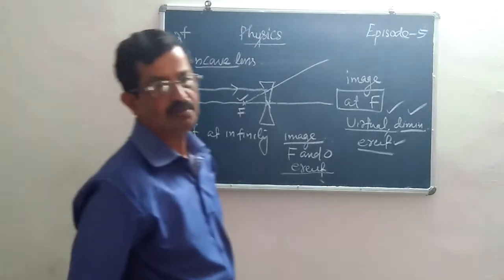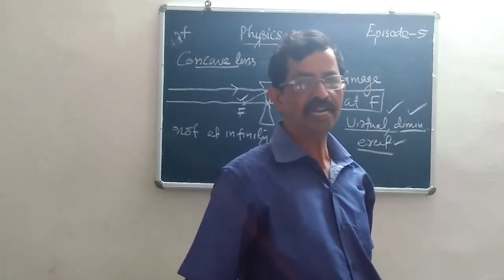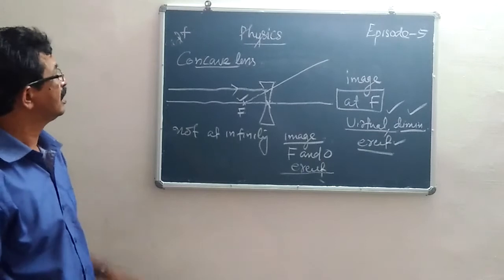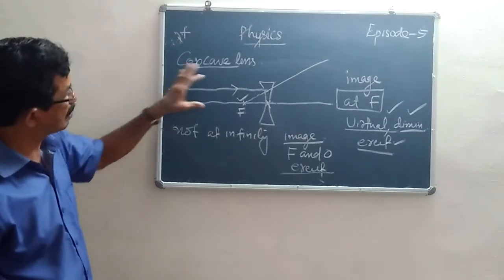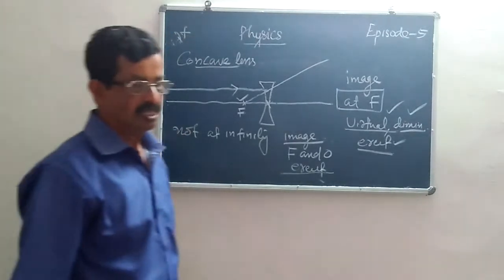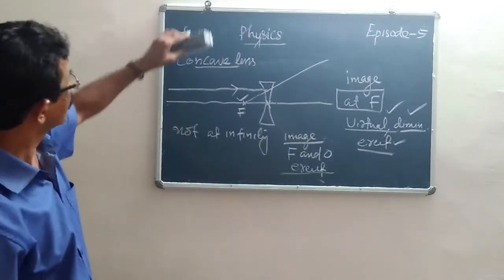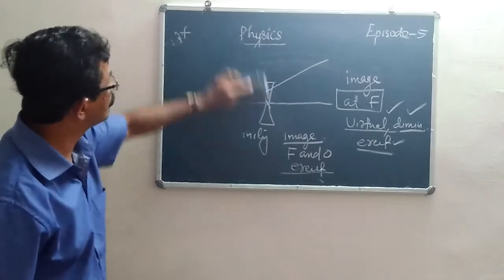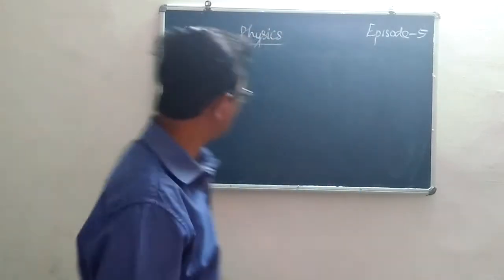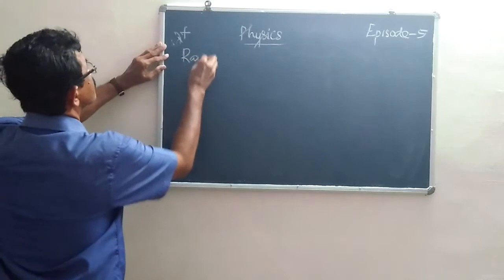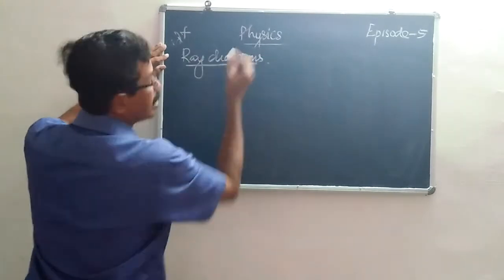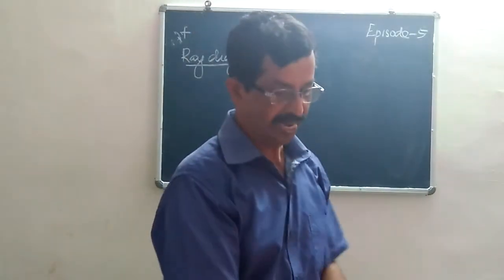Now you have an idea about how images are formed by concave lens and also convex lens, their position, where we get the image, and its nature. Now to discuss the image formation more, we can represent it by using ray diagrams. Now we can discuss the ray diagram.